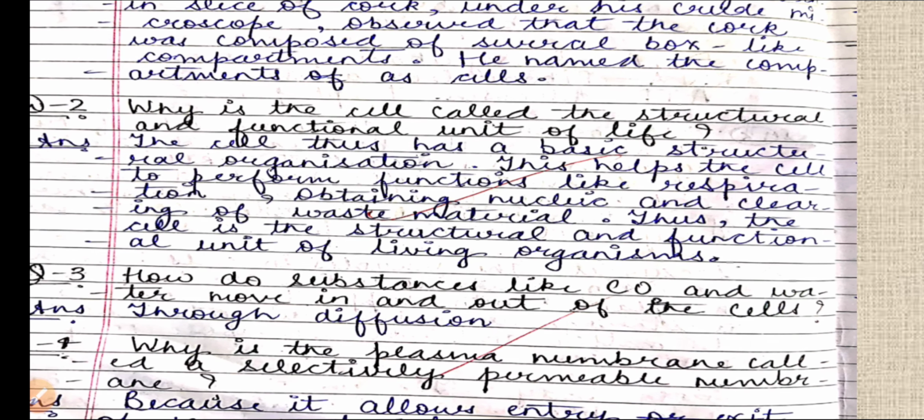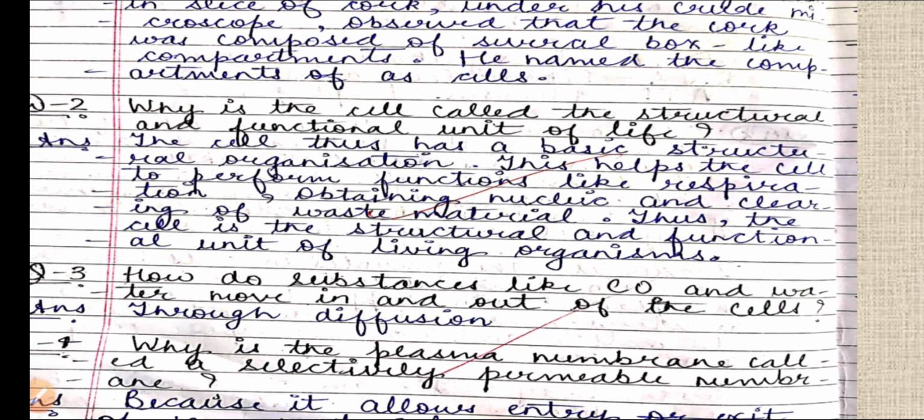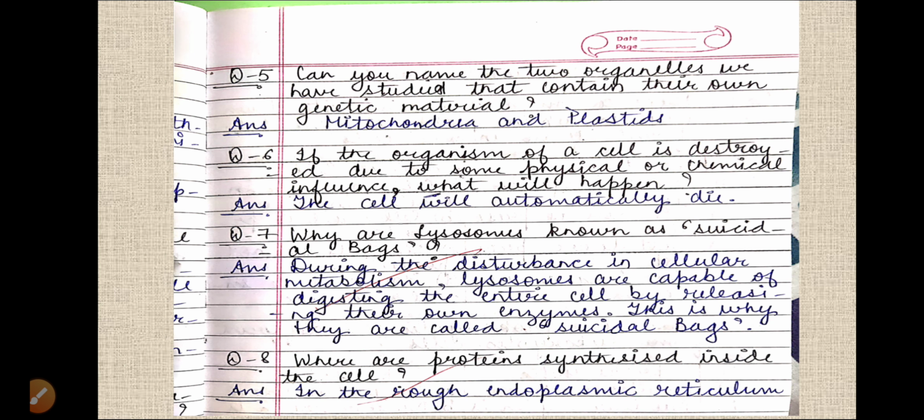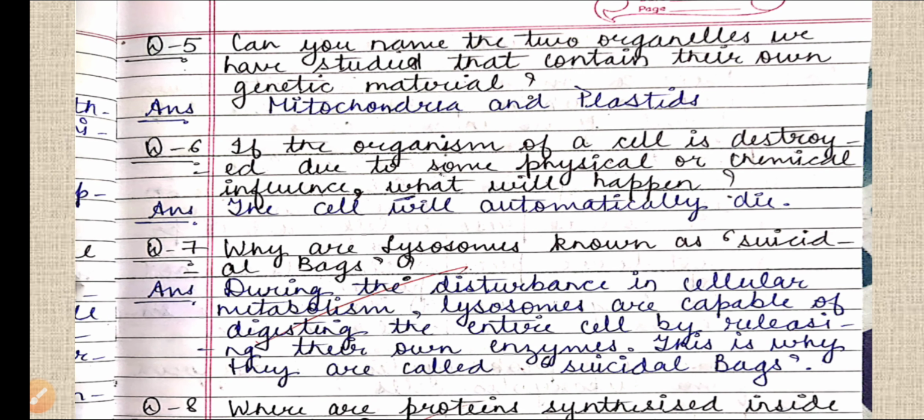Next, how do substances like CO2 and water move in and out of the cell? Through diffusion or the selectively permeable membrane. Why is the plasma membrane called the selectively permeable membrane? Because it allows the entry and exit of only some materials inside and outside the cell, and not all materials. Next, can you name the two organelles we have studied that contain their own genetic material? They are mitochondria and plastids. If the organisation of a cell is destroyed due to some physical or chemical influence, what will happen? The cell will automatically die.